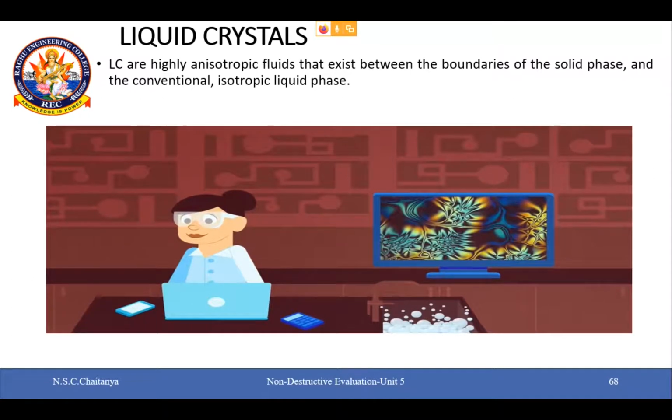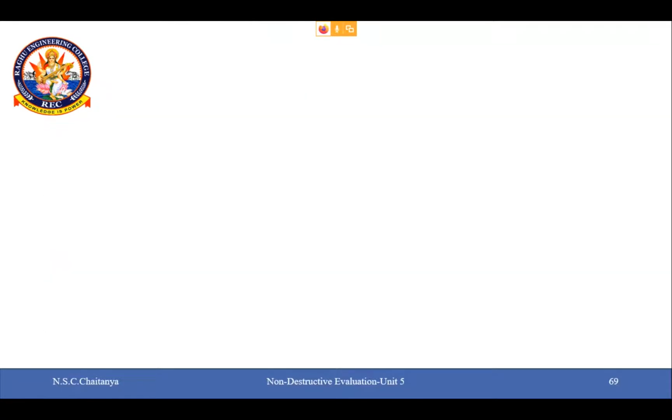Liquid crystals are highly anisotropic fluids. That means they have different properties in different directions, and they exist between the boundaries of the solid phase and the conventional isotropic liquid phase.